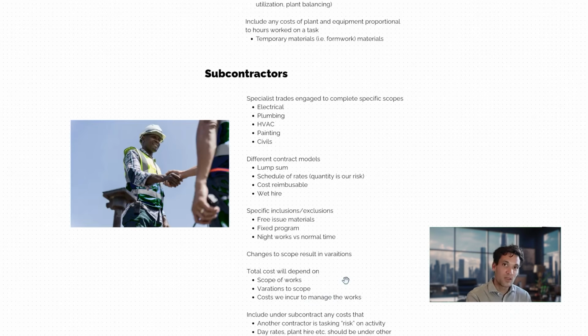Then how well we define the scope, what variations we incurred during construction. We also need to factor these in. Then any costs we incur to manage the works, while we wouldn't include them as a subcontract cost, we still need to think about and consider them in terms of the overall project costs.